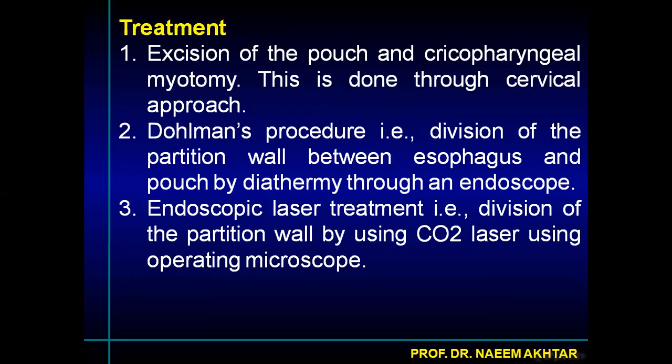Treatment. There are certain surgical options of treatment. One is excision of the pouch and cricopharyngeal myotomy. This is done through the cervical approach. Second is the Dolman's procedure. This Dolman's procedure is the division of the partition wall between esophagus and pouch by diathermy through an endoscope. The third option of treatment is the endoscopic laser treatment, that is division of the partition wall by using carbon dioxide laser using operating microscope.